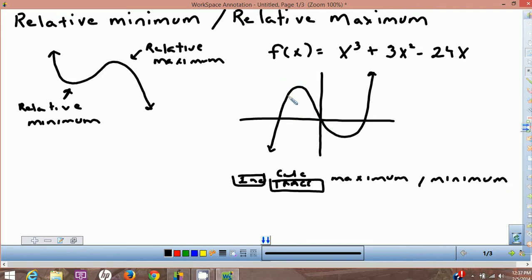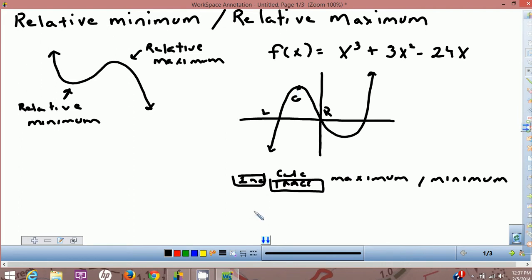So if I am looking for this maximum value right here, when I do second calc maximum, I'm going to need to put my left bound over here somewhere and my right bound somewhere in this area. So I don't want to come all the way over here because guess what? I have a value out here that's higher than the value at the top of this mountain. I'm looking for a relative maximum. And then my guess would be somewhere in the vicinity of that point.